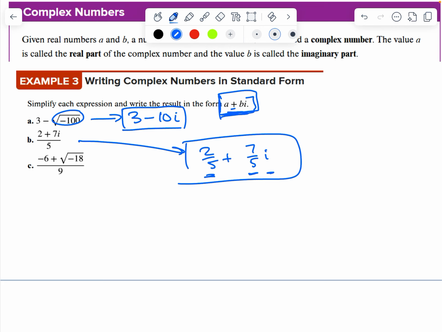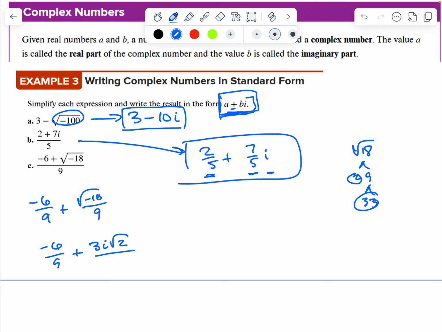All right, problem C here, negative 6 over 9. If I do it the same exact way, plus square root of negative 18 over 9. The square root of 18, I'm going to do some scratch work over here. That's 2 and 9, 3 and 3. 3's are buddies, get to go outside. The 2 doesn't, so negative 6 over 9 is staying the same, plus 3I square root of 2 over 9. We had to have an I because that was a negative, right? The square root of 18 broke into 3 square root of 2, and the I had to come out because it was negative.